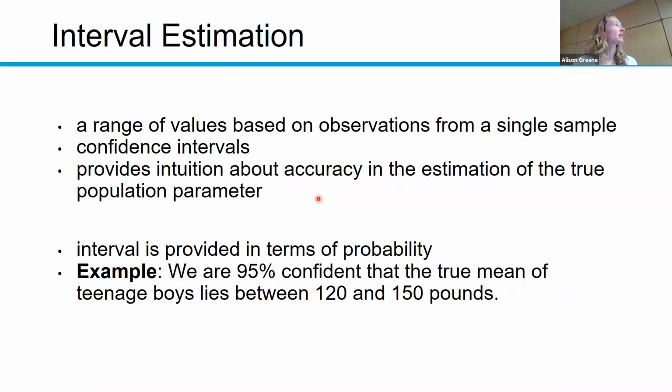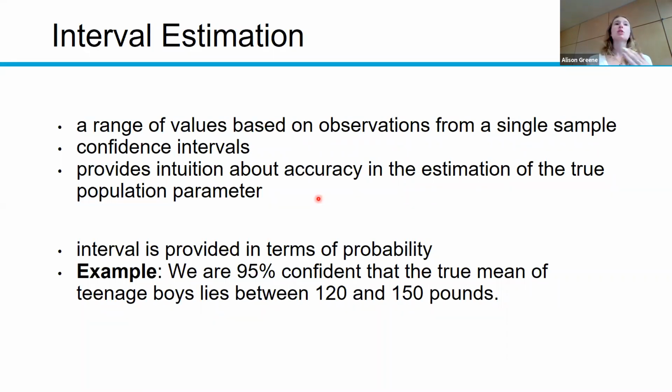Interval estimation, this is what a confidence interval is. It's a range of values based on, again, observations from just one single sample. And the reason I say one single sample is because we can do this repeatedly. And then we can also make statistical inferences about the repeated sampling. It provides intuition about the accuracy in the estimation of your true parameter. And an interval is provided in terms of probability.